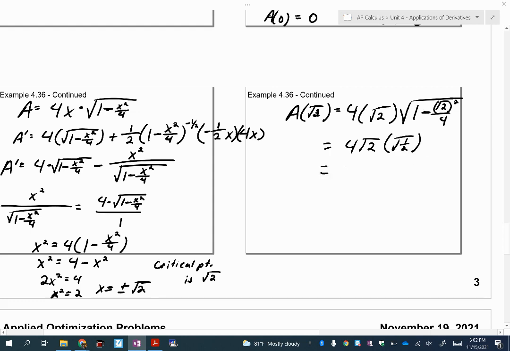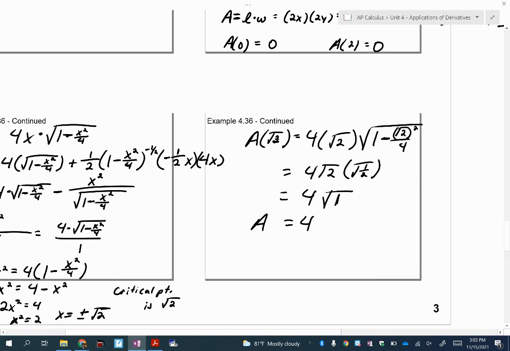Okay, you can put those together. So that's the square root of 2 times 1/2. Half of 2 is 1. Square root of 1 is 1. So that gives us an area of 4, which when I compare that to areas of 0, I know that maximizes my area. So the value for x we should use is the square root of 2.